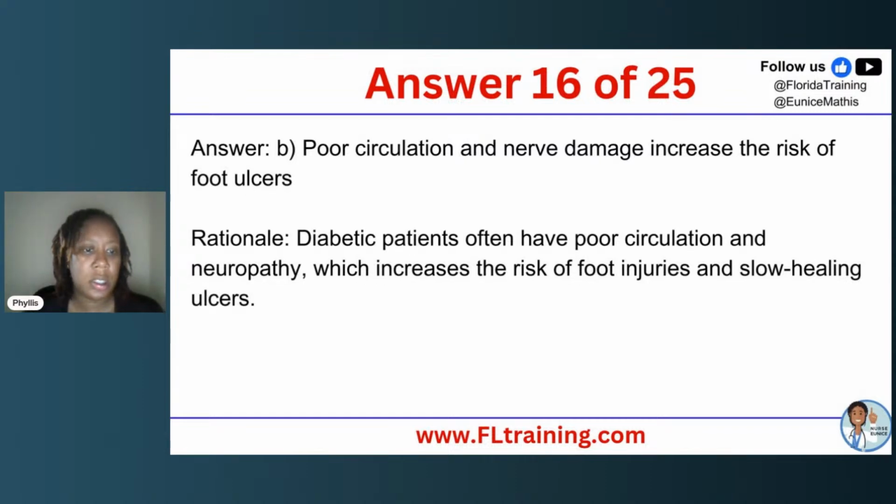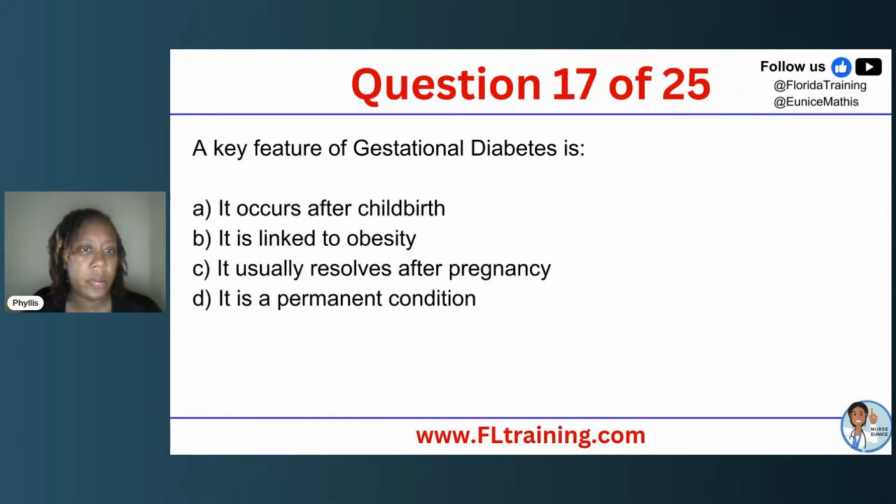All right, you guys, let's move it right along. A key feature of gestational diabetes is A, it occurs after childbirth. B, it is linked to obesity. C, it usually resolves after pregnancy. D, it is a permanent condition. A, B, C, or D?